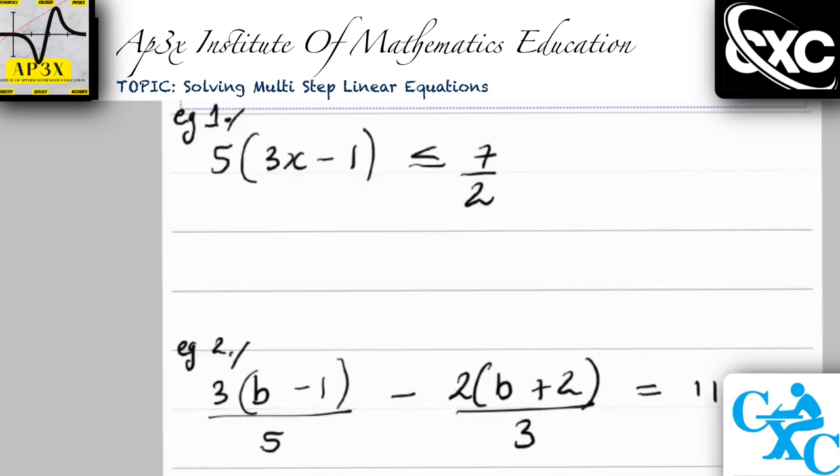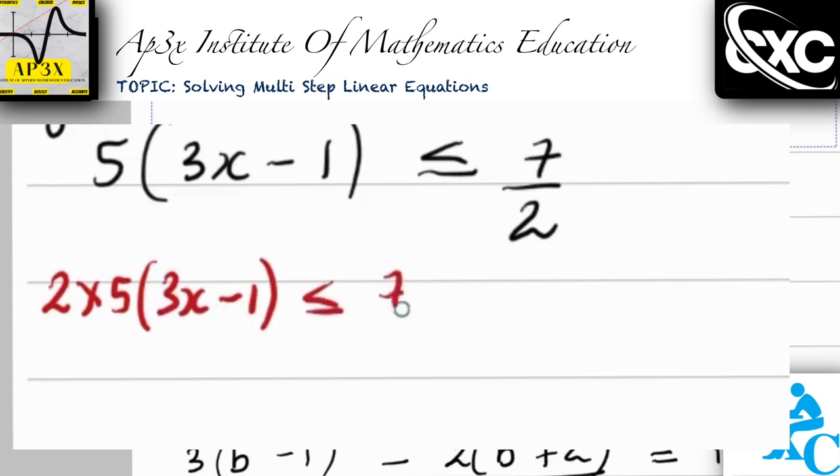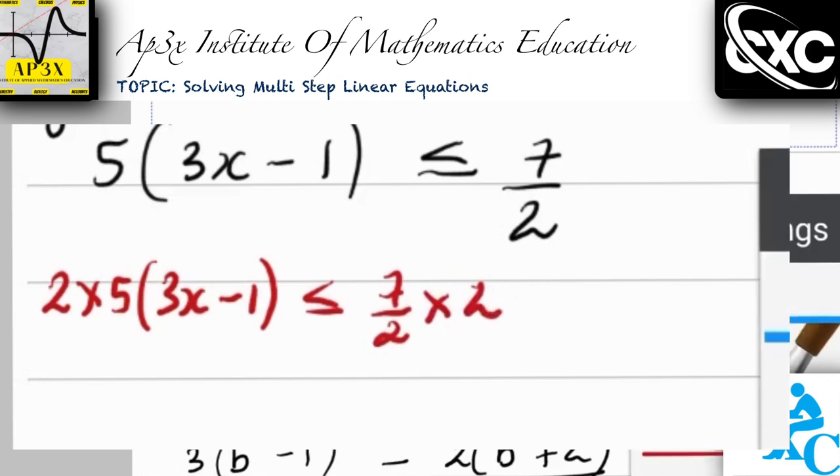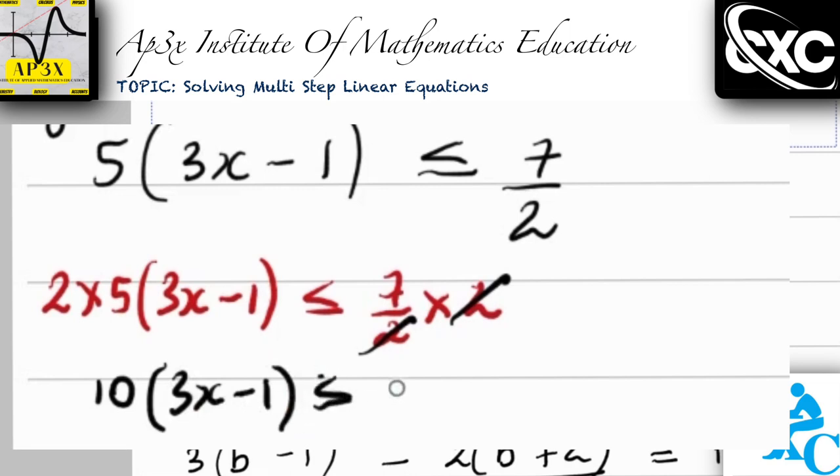So now what we're looking at here is brackets and fractions. So now we only have one denominator to pay attention to here, which is in fact the 2. So now here we're just going to be multiplying both sides by 2. So that's going to be 2 multiplied by the 5 on the outside of the bracket, and that's going to be 3x minus 1, and that's going to be less than or equal to 7 over 2 multiplied by 2. And so of course here we're going to have cancellation. So 2 cancels 2, so we end up with 2 times 5 is in fact 10, open bracket, 3x minus 1, close bracket, is less than or equal to 7.